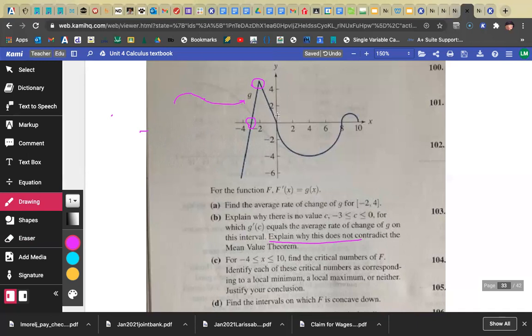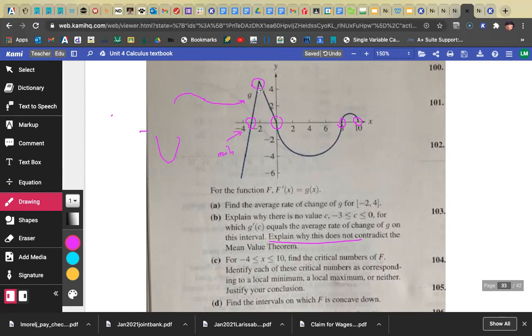It's also 0 right here, and it's also 0 right here and right here. So those are the possibilities. How would I know that they're local max or mins? Well, I'd have to look at whether the derivative changes sign. Right here, the derivative is negative, and then it goes to positive. That means it was decreasing and then increasing, so this must be a local minimum point.